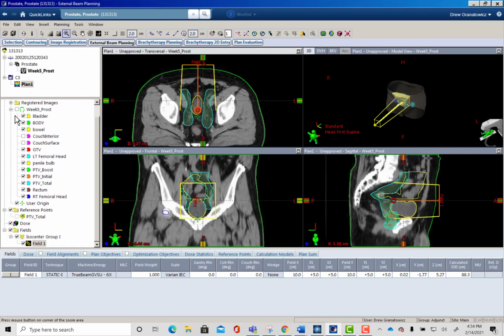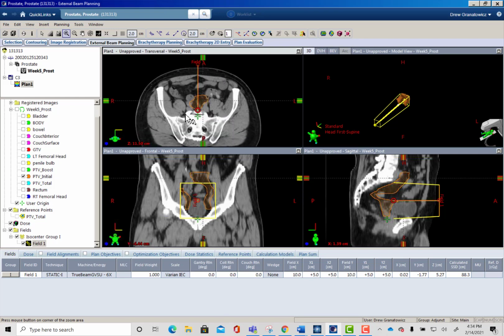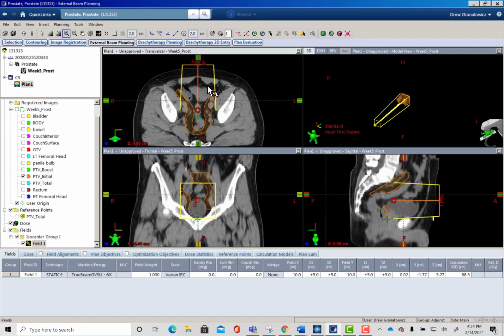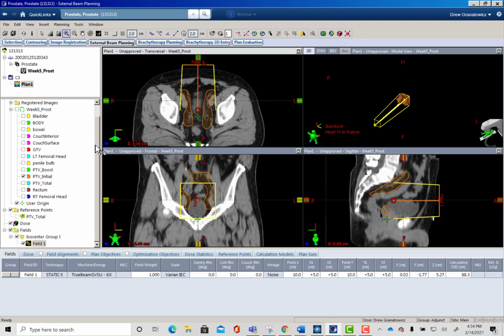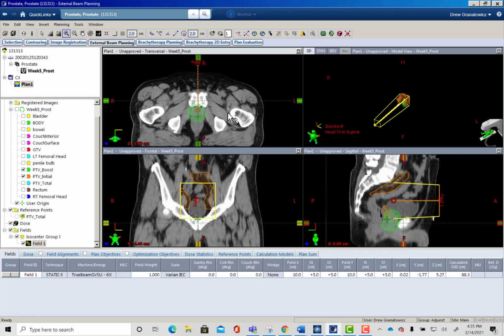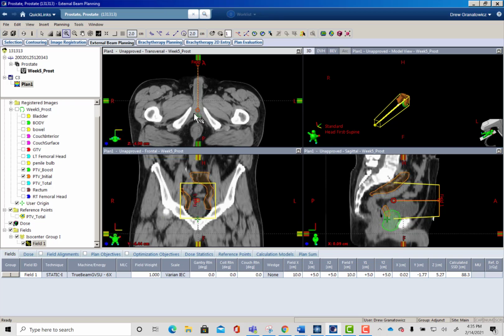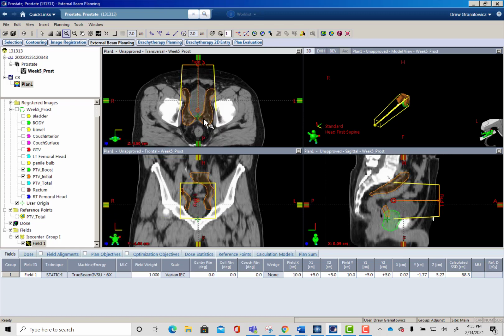Okay, so what I'm going to give you is I have 3 PTV volumes here. We have this initial. So this is the node volume, and we're going to be treating the nodes to 46 gray. We have the boost volume down here. So this is how most physicians I work with give me prostate volumes, okay? They have this volume down here that they want to go to 80 gray with, or something close to 80 gray. Then they give this separate volume for the nodes, something similar to this.